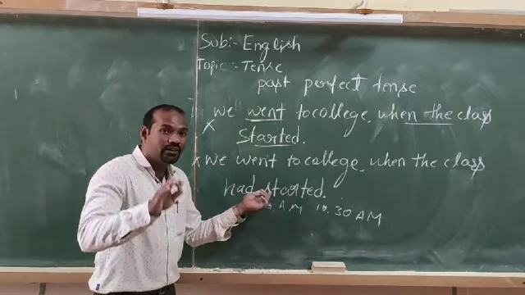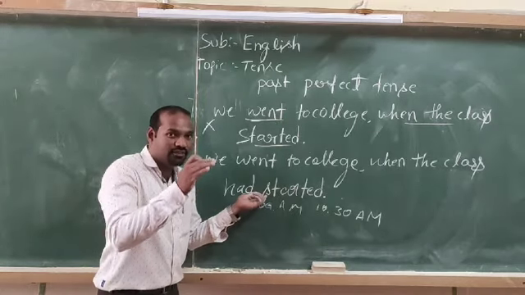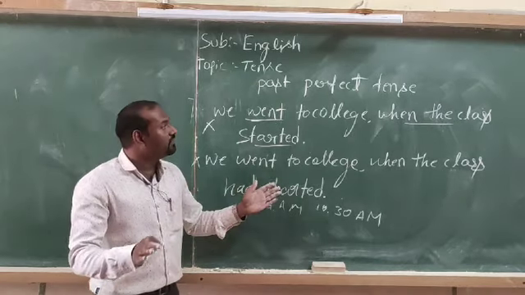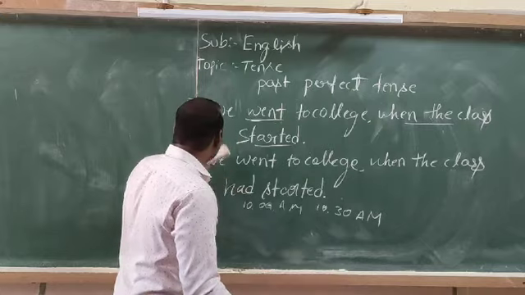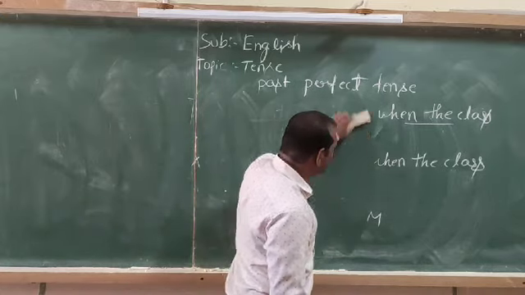That is why, to express and to indicate which action happened first, we are using past perfect tense. This is the major difference between simple past and past perfect tense. Okay, let's look into the structure of the past perfect tense. What is the structure?